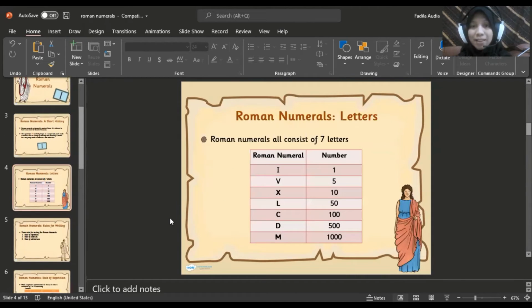Next, we have the letters for Roman numerals. Roman numerals consist of 7 letters. Okay, I is equal to 1, V is equal to 5, X is equal to 10, L is equal to 50, C is equal to 100, D is equal to 500, M is equal to 1000.